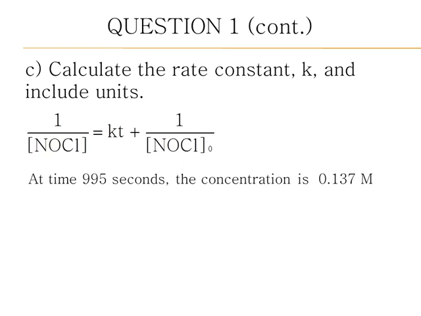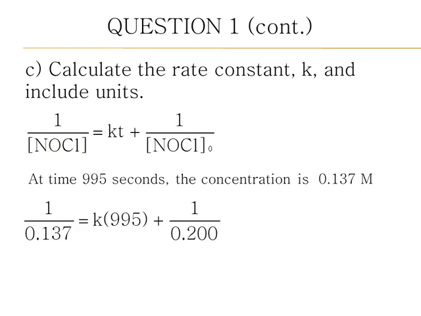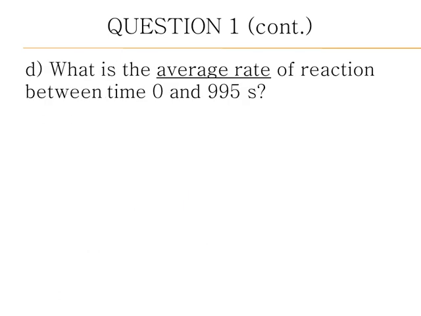So at 995 seconds, the concentration is 0.137. And then we're just going to plug those in and solve for K. And K comes out to be 0.00231 over molarity seconds. Then they ask the average rate of the reaction between 0 and 995 seconds.